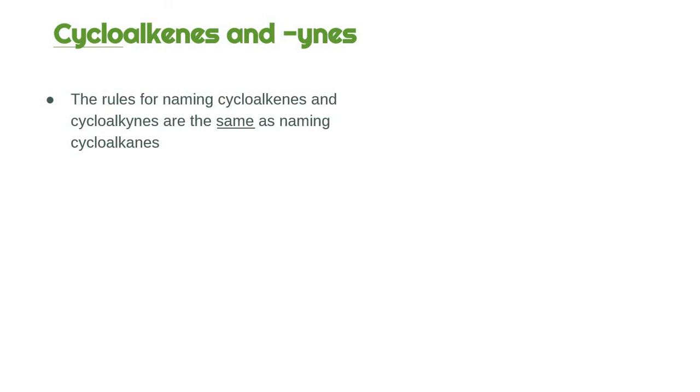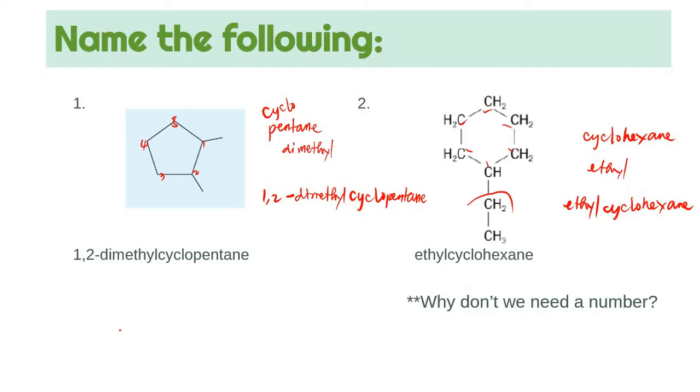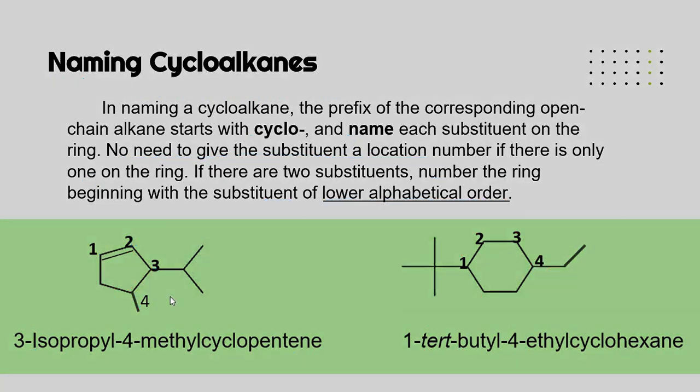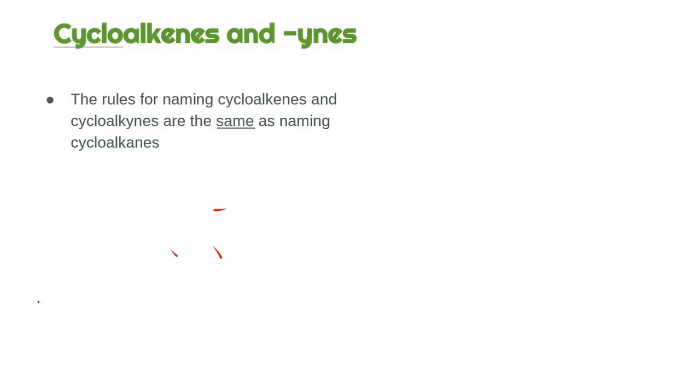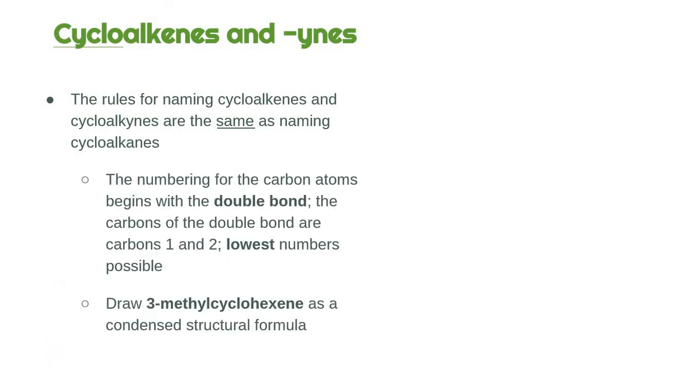For cycloalkenes and cycloalkynes, the system is still the same, but the numbering begins with the double bond. If there is a double bond, the carbons of the double bond are carbons 1 and 2, in the lowest numbers possible, just like this example. Your carbon 1 must be this and your carbon 2 is here. If you start numbering here, there is no double bond in that part, so no. The numbering must again be carbons 1 and 2 at the double bond.